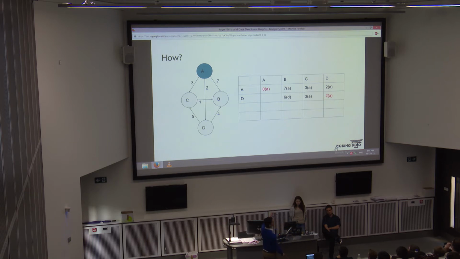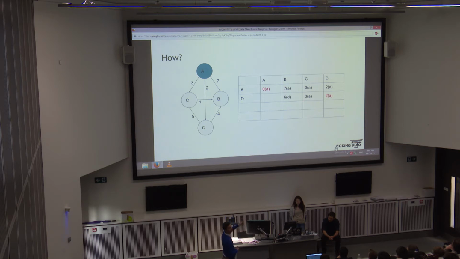So I'm not considering A anymore. What's the shortest distance to get from D to B or C? Well, if I'm going from D to B, it's 4, plus the 2 from A, this will give me 6, which is smaller than this. If I go from D to C, that's 5, plus 2, it's 7.